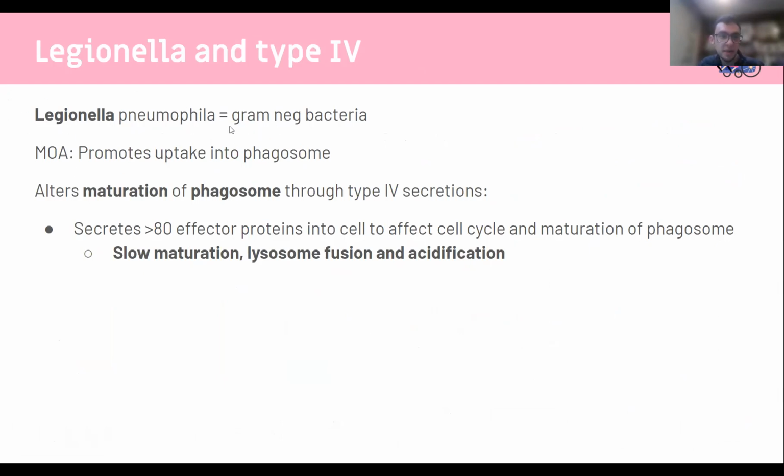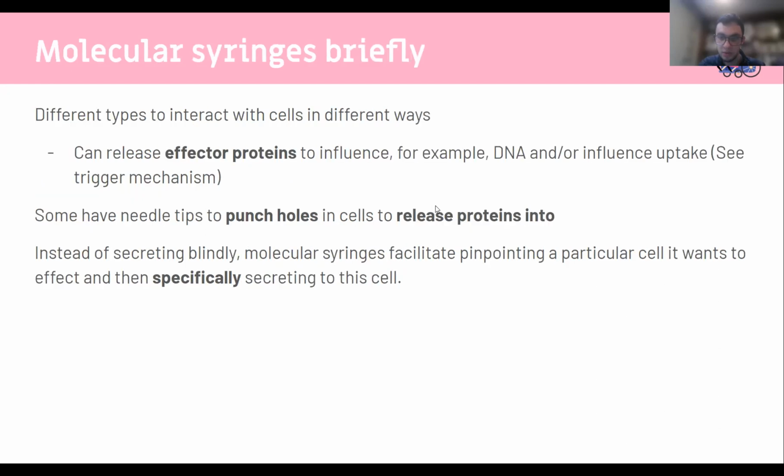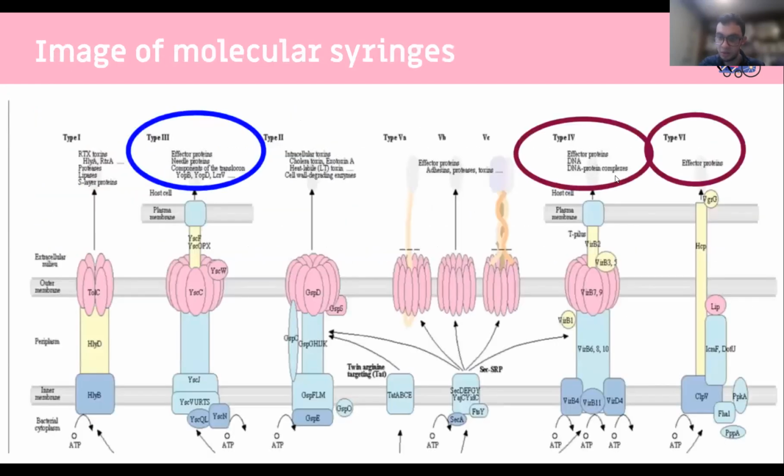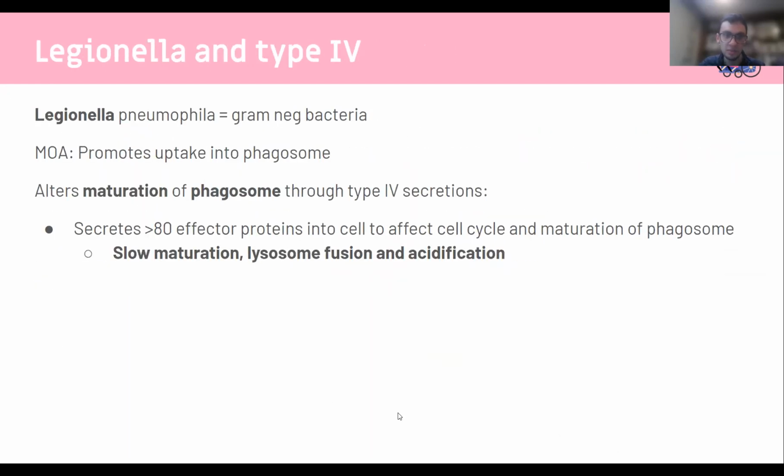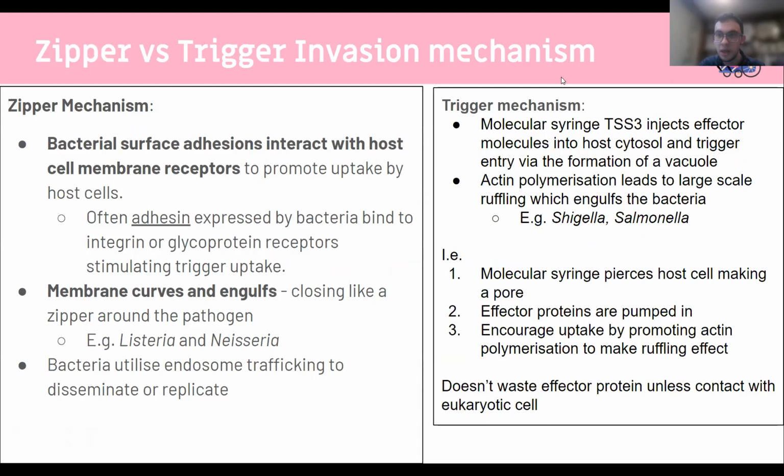It's gram-negative, and it promotes uptake into the phagosome through the use of a type 4 secretion system, which is this one. You don't really need to know what it looks like. It just pumps a bunch of effector proteins, which will affect the cell cycle and maturation of the phagosome. So it slows maturation, lysosome fusion, and the acidification of the phagolysosome. We're almost done. Third last slide, I think.